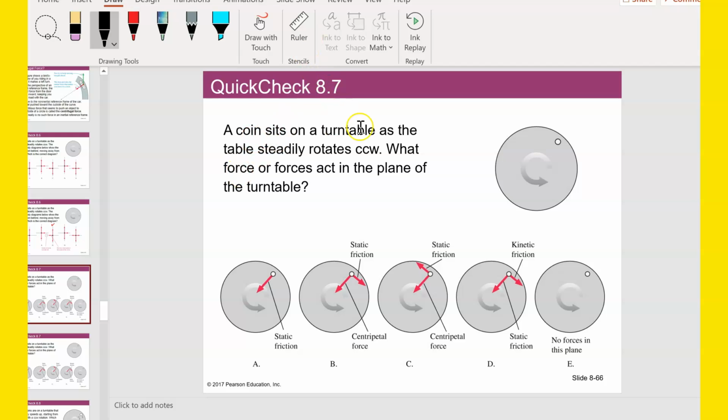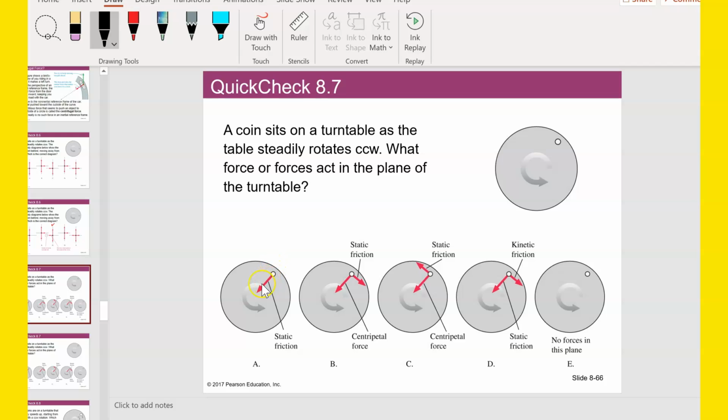Quick check 8.7. The coin sits on the turntable. What force or forces act in the plane of the turntable? In other words, what forces as you look down on it are acting in this plane? It says it rotates steadily. That means it's at a constant speed. It's uniform circular motion. That means there is no acceleration other than the centripetal acceleration pointing toward the center of the circle. That means it has to be A.